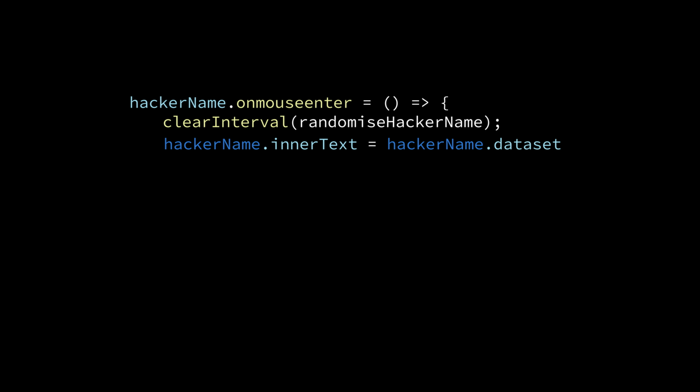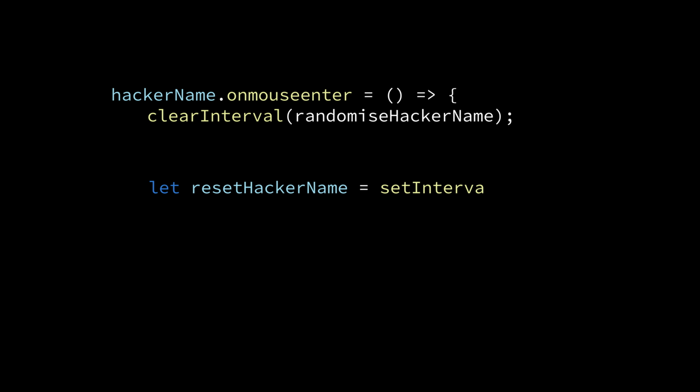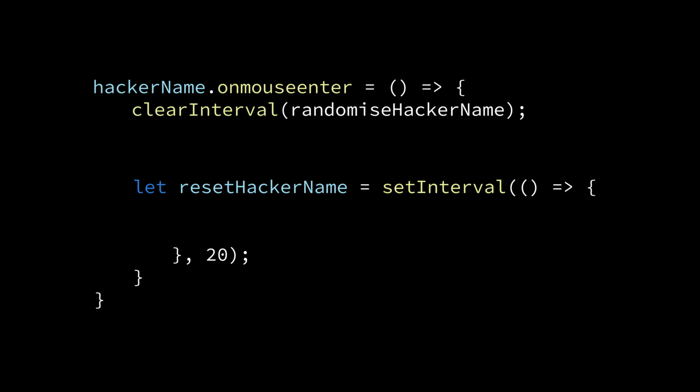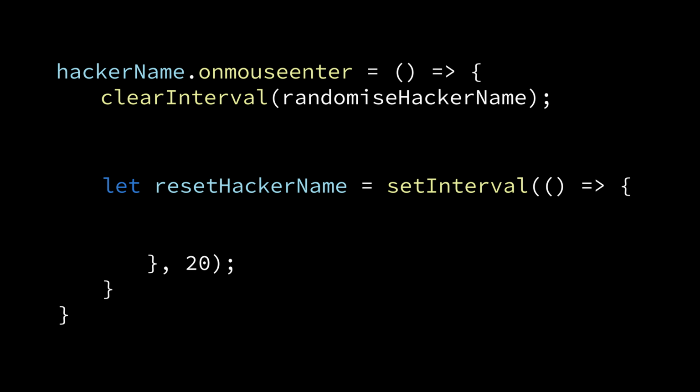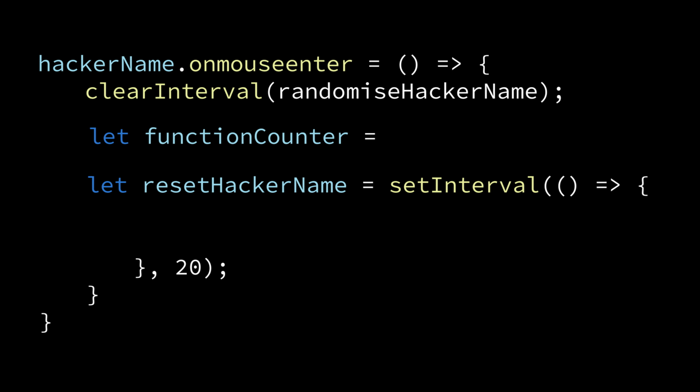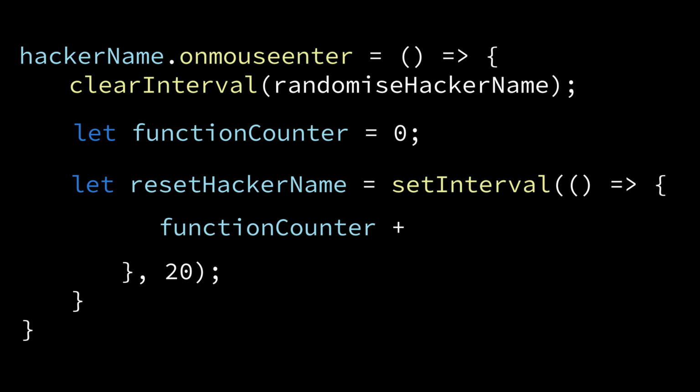That looks good, but it's not very smooth. I know I can do better. Rather than setting my name instantly, let's set it letter by letter from left to right. When I hover over the element, I will still want to stop the current randomizing function from running, but rather than set the text, I will instead create a new function that runs at the same frequency. Every time this function is called, I want to reveal a letter of my name starting from the left. Therefore, I need a counter to keep track of this, and increment it every time the function runs.